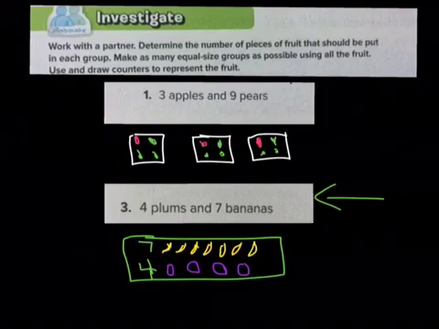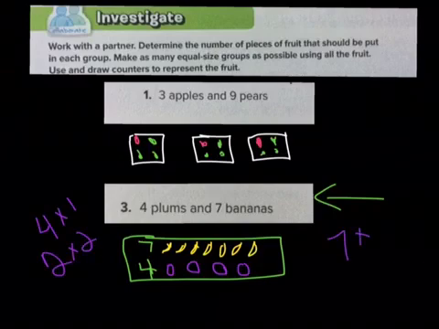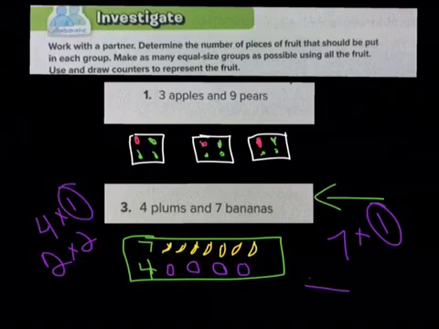Because the factors for 4 are 4 and 1, and 2 times 2, right? And the factors for 7 are 7 times 1. So the only one that they actually have in common is 1. So we can really only draw 1 basket, and this is relatively prime. All right, continue on with questions 5 to 7, where you're going to use the table to solve. Okay, the multiples table.